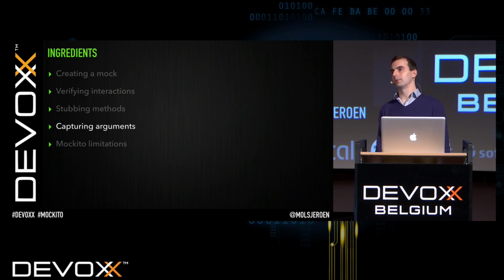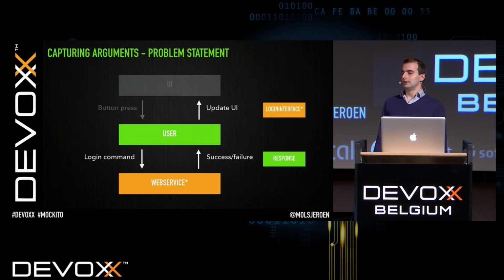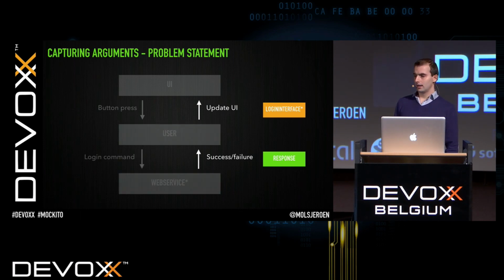Okay, capturing arguments. This is a bit more difficult to explain, so bear with me. Let's go back to our problem statement. So what we basically do is, we call login on the user, which is going to talk to the web service, but a web service cannot respond immediately, so it's going to return an asynchronous result. It's going to return a success or failure via a response object to the user, and then the user is going to update the UI as a result. What if we want to test this exactly? So we want to test that, given a response of the web service, the user updates the UI properly.